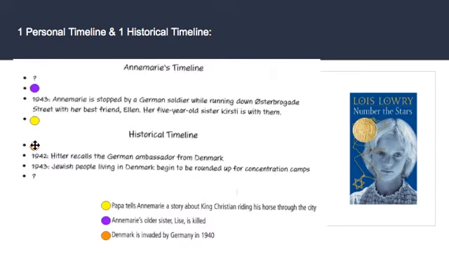And that goes right around over here since we know that later in 43, Jewish people in Denmark are rounded up and sent to concentration camps.